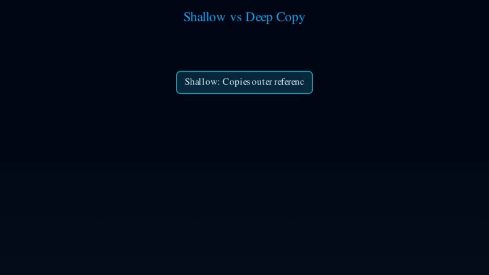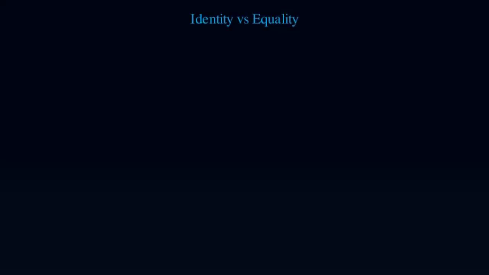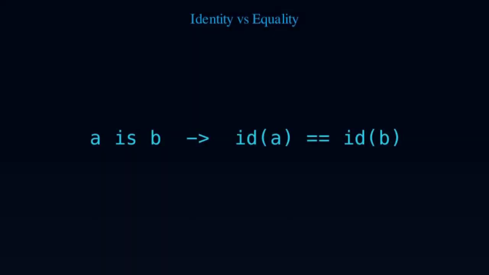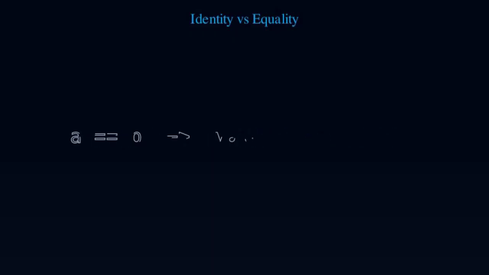Understanding shallow versus deep copies is crucial when managing references, as shallow copies duplicate container references, while deep copies duplicate nested data. The operator is checks for exact memory address identity, whereas the operator == checks for value equality across distinct memory locations.